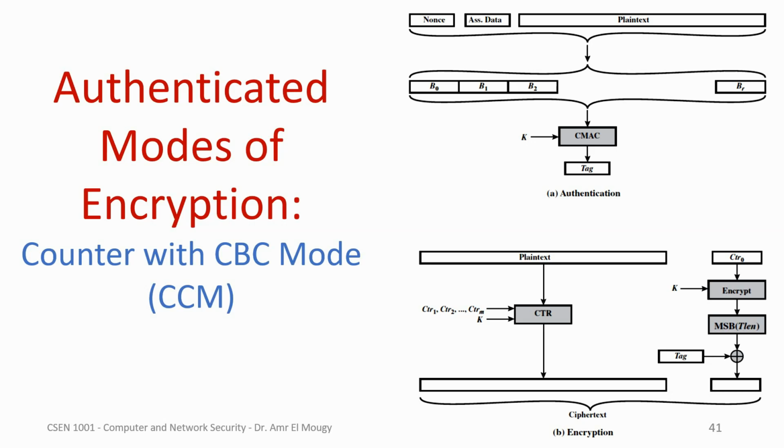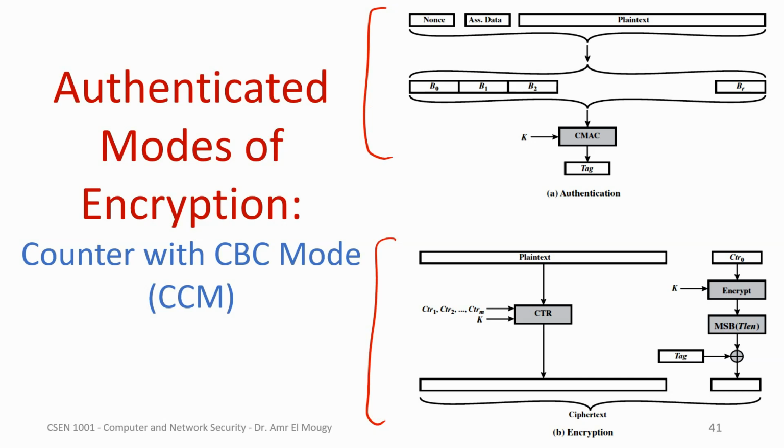This is the topic known as authenticated modes of encryption. They are modes of encryption that achieve both confidentiality, just as with the regular encryption mode, and also authentication and integrity. The first one that we will take a look at is called the counter mode with CBC, or CCM. Counter with CBC mode, or CCM. Basically, this mode of encryption consists of two parts: a part that achieves authentication and a part that achieves the regular encryption.